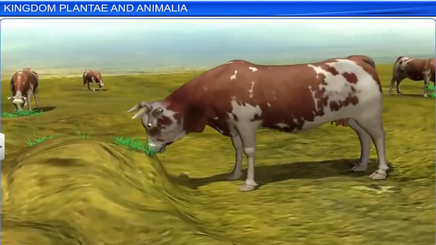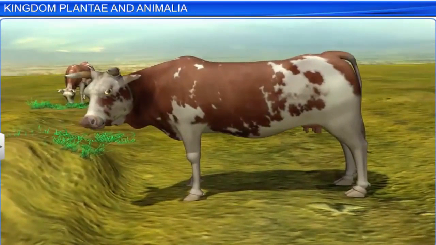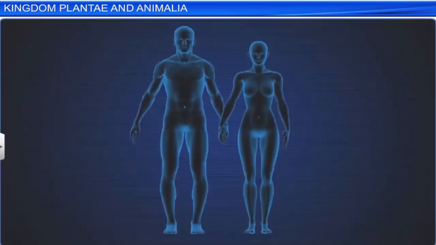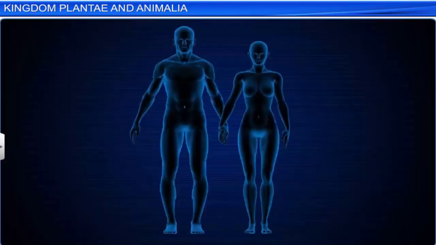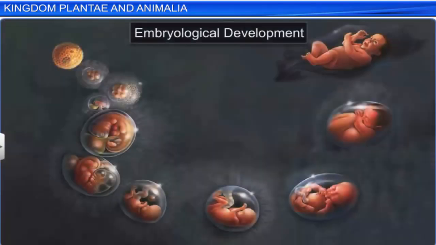Animals have a holozoic mode of nutrition. That is, they ingest food. In animals, ingestion generally means they take in food through the mouth and pass it through the gastrointestinal tract. Animals reproduce sexually after a male and a female copulate, which is followed by embryological development.